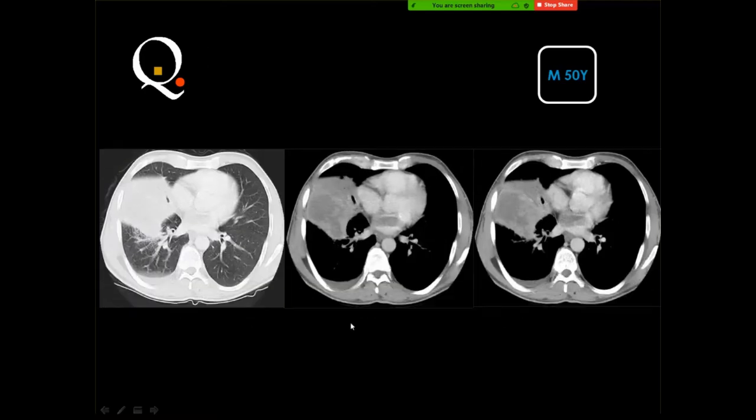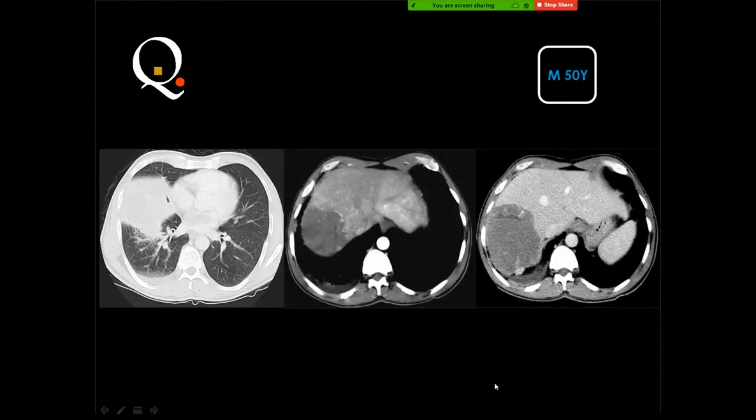Then the CT scan of the same case showed that this is a mass with areas of breakdown and heterogeneous enhancement, as well as some compression of the adjacent lung parenchyma. And you see the pleural effusion as well. What do you think?